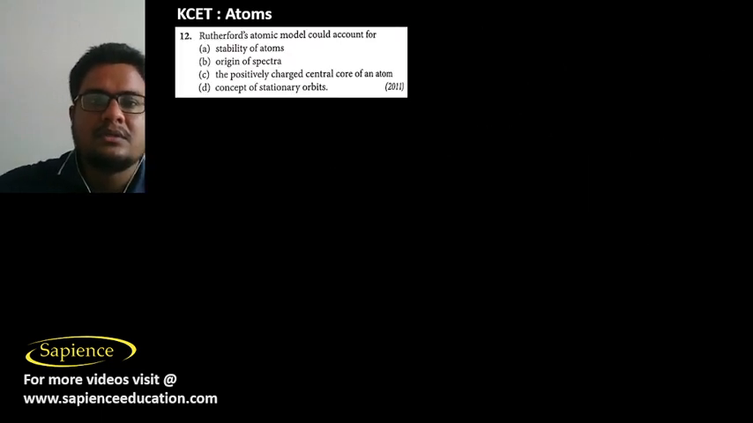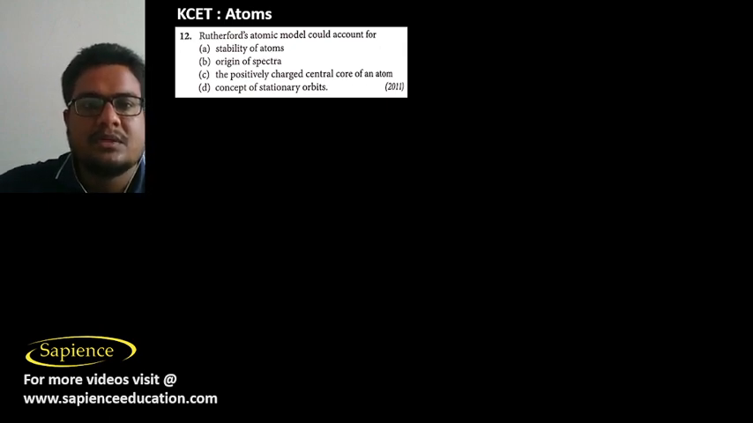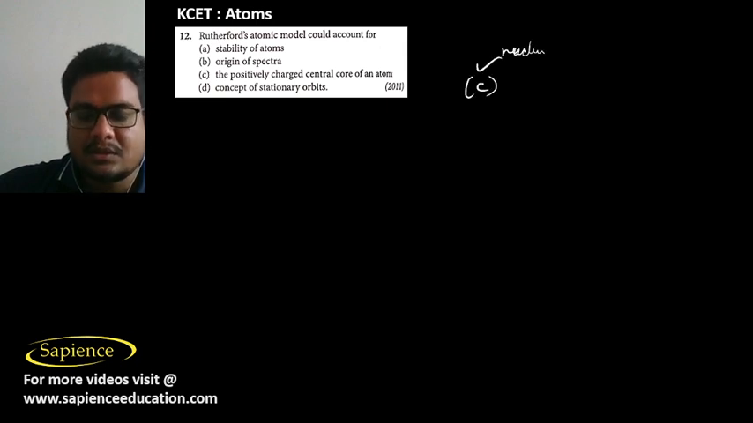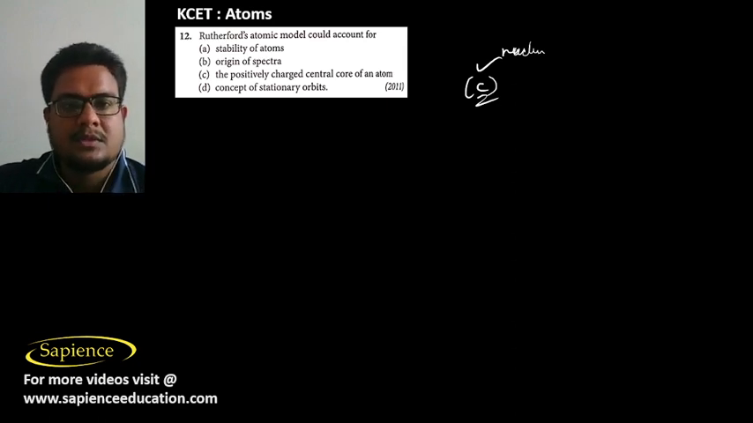Then question number 12, it is told that Rutherford's atomic model could account for stability of atoms, origin of spectra, positively charged central core of an atom, concept of stationary orbits. So Rutherford's atomic model could account for the positively charged central core of an atom, which he called the nucleus. So C is the correct answer.